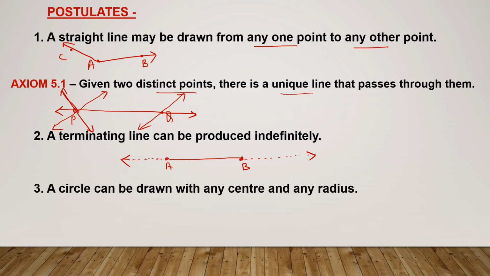Now the third postulate says that a circle can be drawn with any center and any radius. Now see, if I tell you to draw a circle, what will you do? You will take the center and then you will consider some radius, suppose 1 centimeter, and then you will draw the circle. So the circle can be drawn with any center and any radius. Same way, some students will take the center here and then they will take the radius, suppose 1.5 centimeter, and they will draw the circle. So a circle can be drawn with any center and any radius.